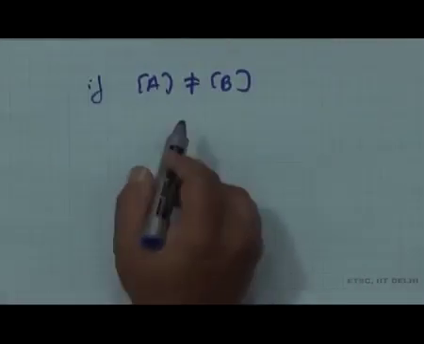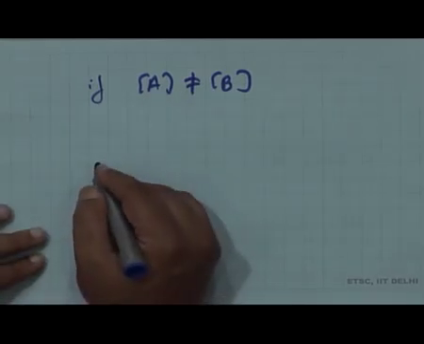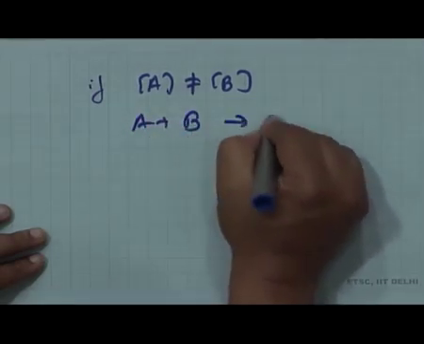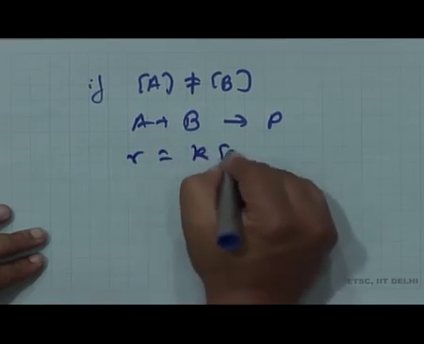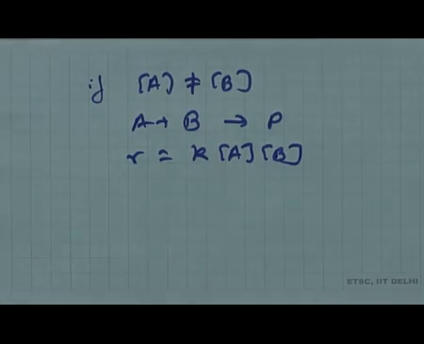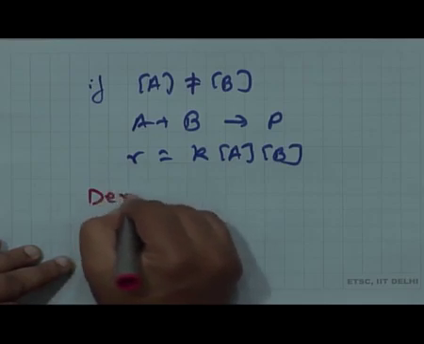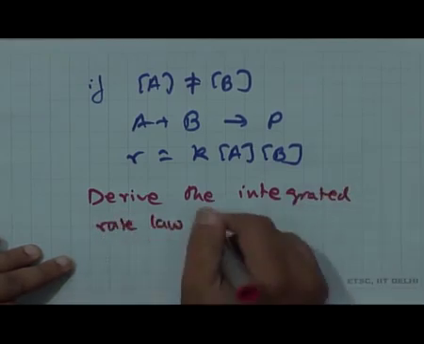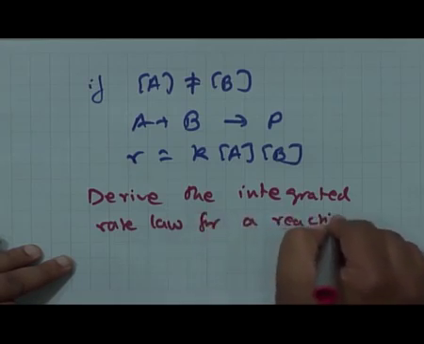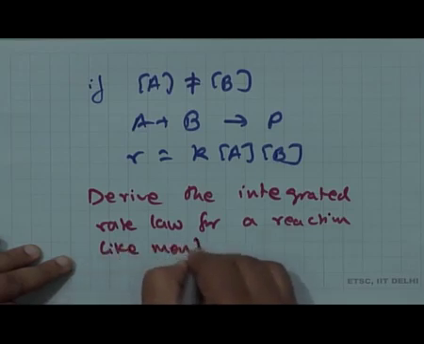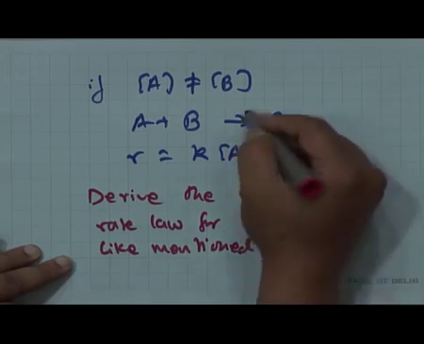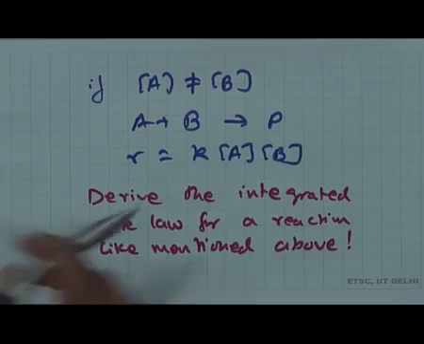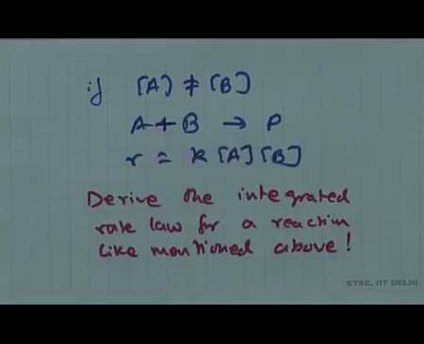So, my question to you is, under these conditions where concentration of A is not equal to concentration of B, you are given that the reaction is of the type A plus B going to P, and that it is a second order reaction following this rate expression or rate law. Derive the integrated rate law for a reaction like the one mentioned above, where the concentration of A is not equal to concentration of B, A plus B goes to P, and the reaction follows second order kinetics where R is equal to K times concentration of A times concentration of B.